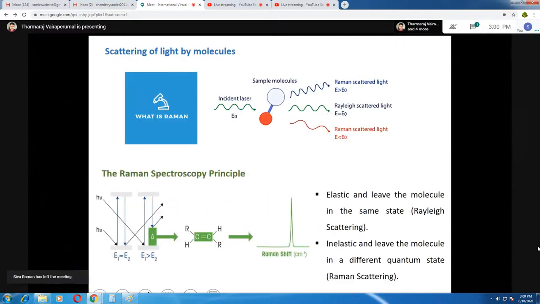What is Raman scattering? When incident light passes through a molecule, the molecule vibrates and scatters that light at different energy levels. It is called inelastic and elastic scattering. Elastic scattering leaves the molecule in the same energy state. It is called Rayleigh scattering. Inelastic scattering leaves the molecule in a different quantum state and is called Raman scattering.